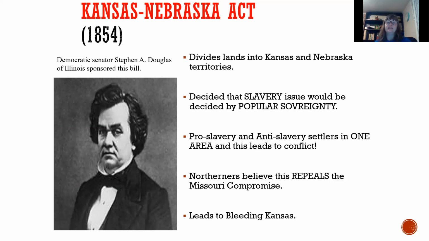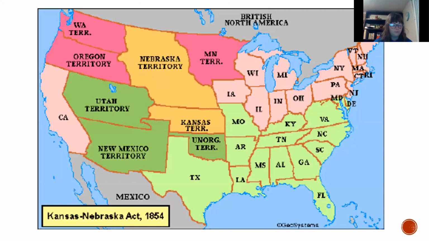So pro-slavery and anti-slavery settlers in one area, and this leads to conflict, obviously. Northerners believe this repeals the Missouri Compromise, leads to bleeding in Kansas. Okay, so on the Kansas-Missouri border, both sides clashed in what would be known as bleeding Kansas. Throughout the 1850s, there were several skirmishes and murders. Approximately between 56 to 200 people were killed.